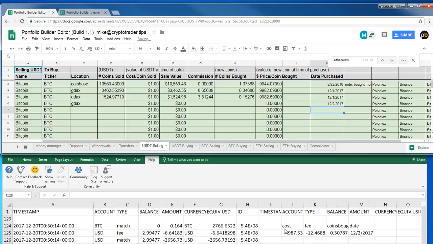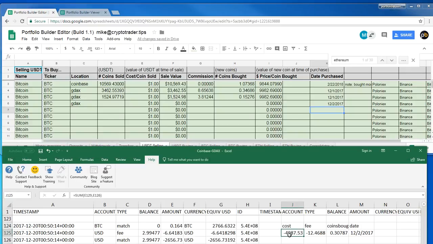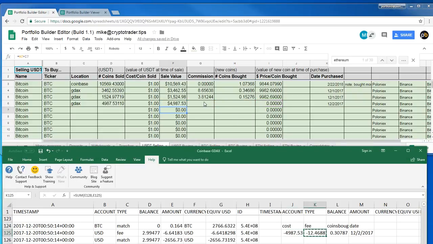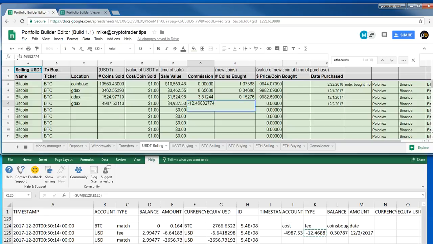12/2/2017. Copy. Now because it's a formula, it's not letting me select just the part I want, but that's not a problem. I'll come up here, paste. Now I can delete that negative. Come up here and paste, delete the negative. Commission. Delete the negative. Coins bought.